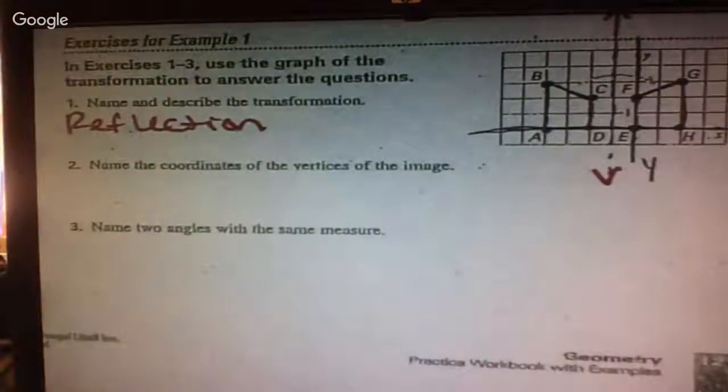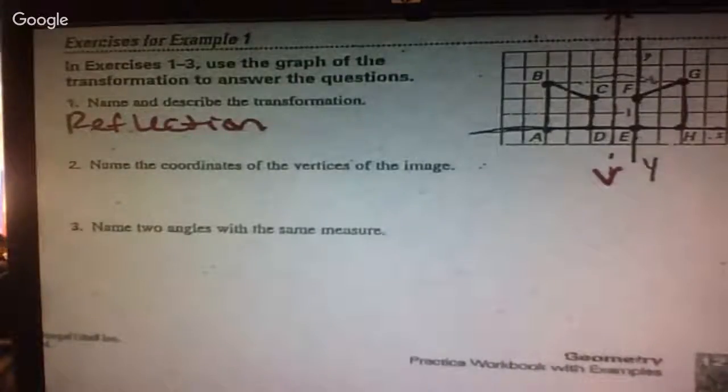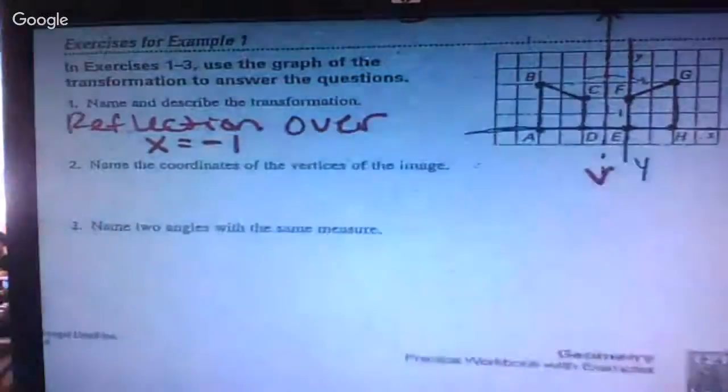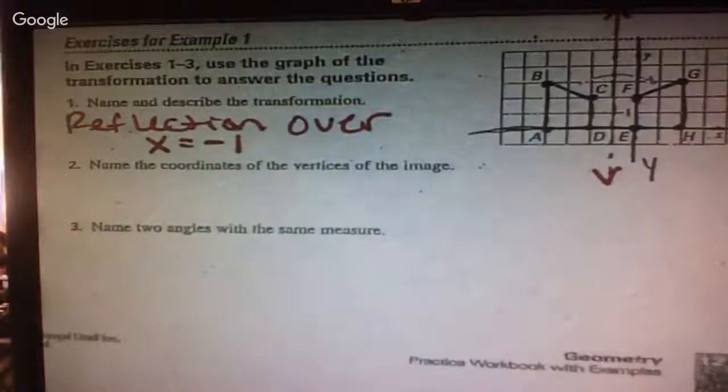Why is it between them? Your line of reflection is the middle space in between your picture. So your middle line in between the picture, the line that would cut that in half, is where I just drew that line. So this is actually a reflection over x equals -1, because this bold line right here is your y-axis. The line that I just drew goes through -1 on your x. X equals -1.